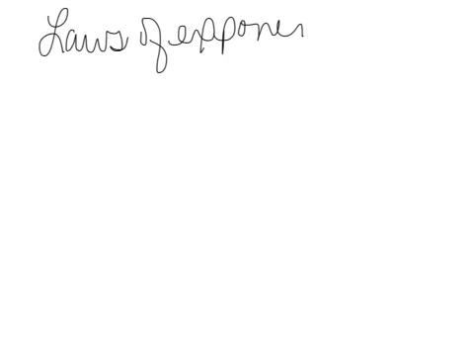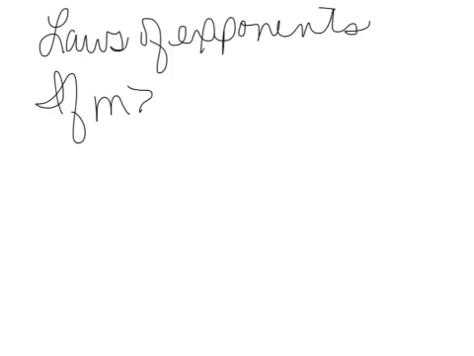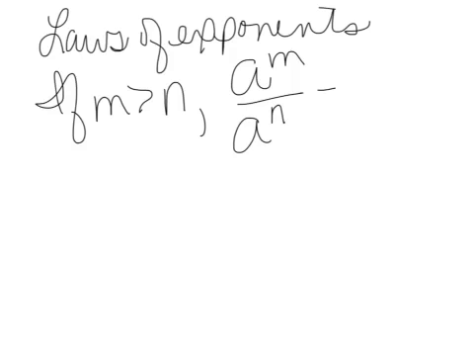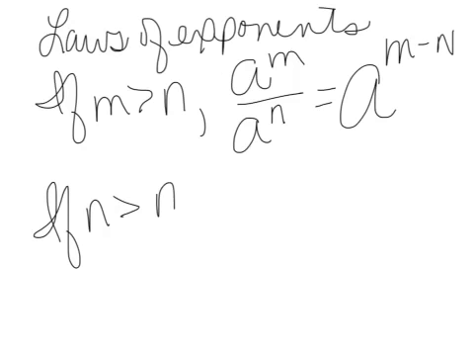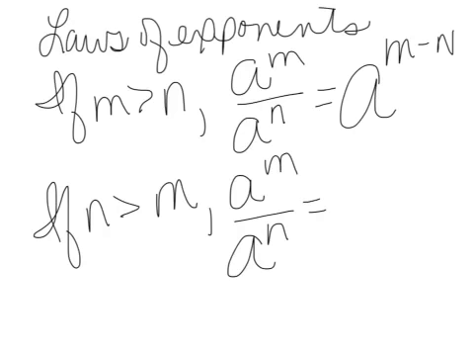Okay, laws of exponents continued. The first rule that I want to give you is if m is greater than n, a to the m over a to the n equals a to the m minus n. The second rule is if n is greater than m and you have a to the m over a to the n, that is equal to 1 over a to the n minus m.